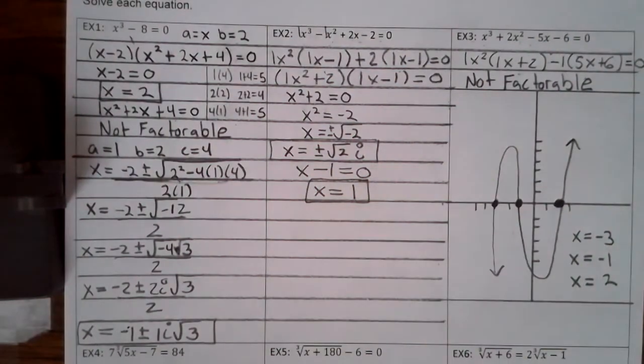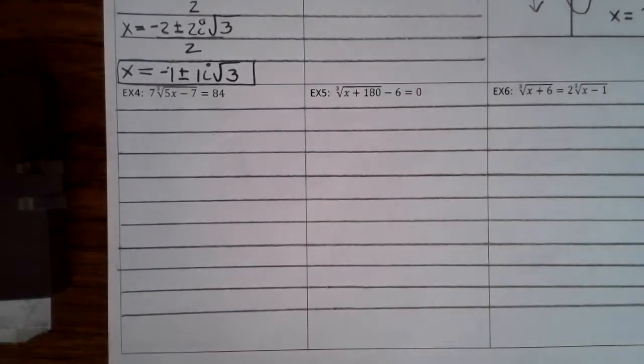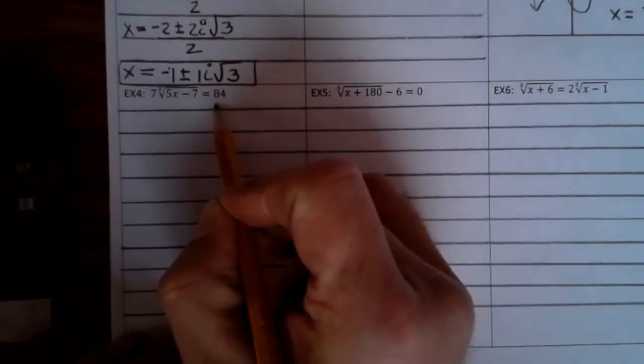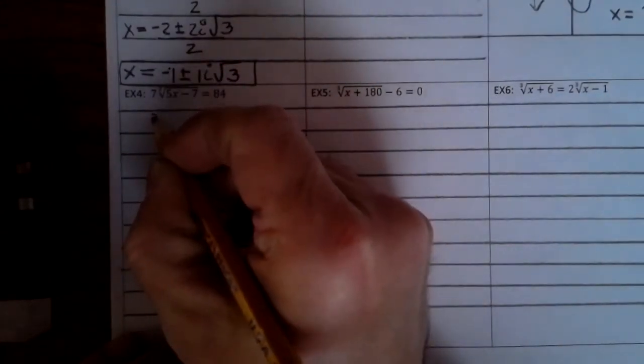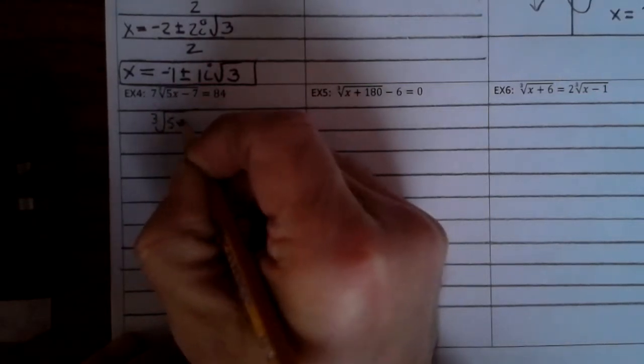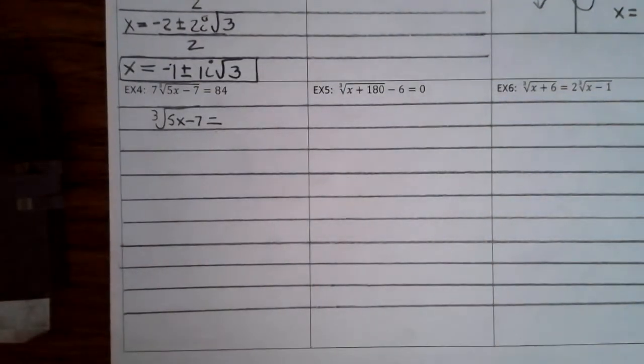All right, so now let's take a look at example 4. Now we're solving cube root equations. So the first step is isolate the cube root. So here we're going to divide both sides by 7. So we get the cube root of 5x minus 7 equals, divide 84 by 7, is 12.